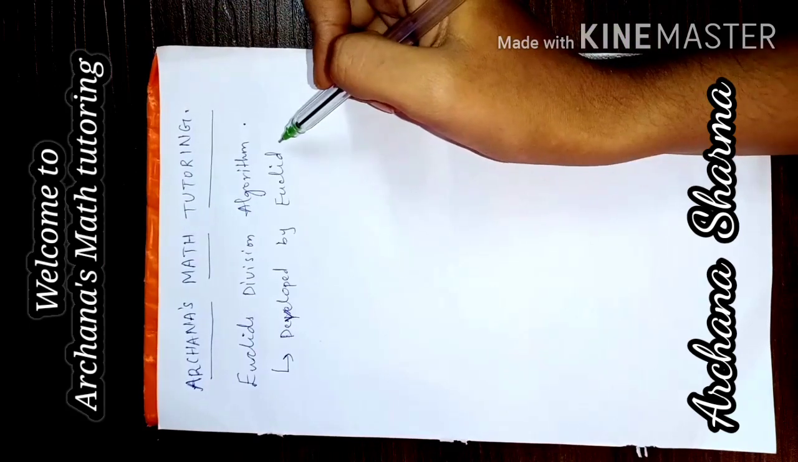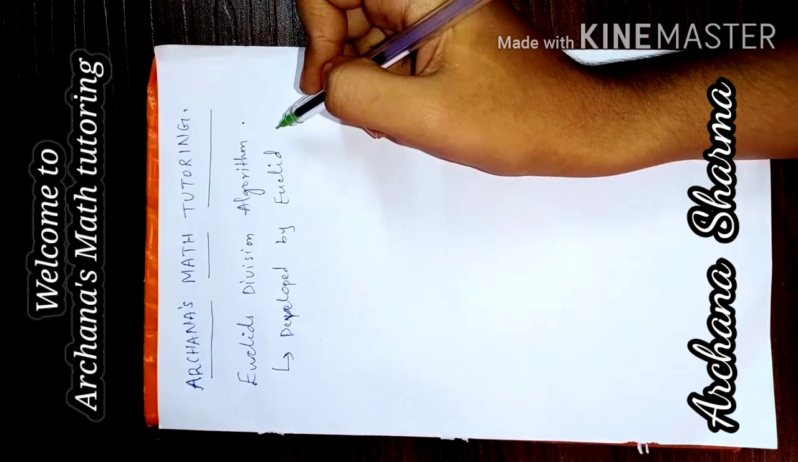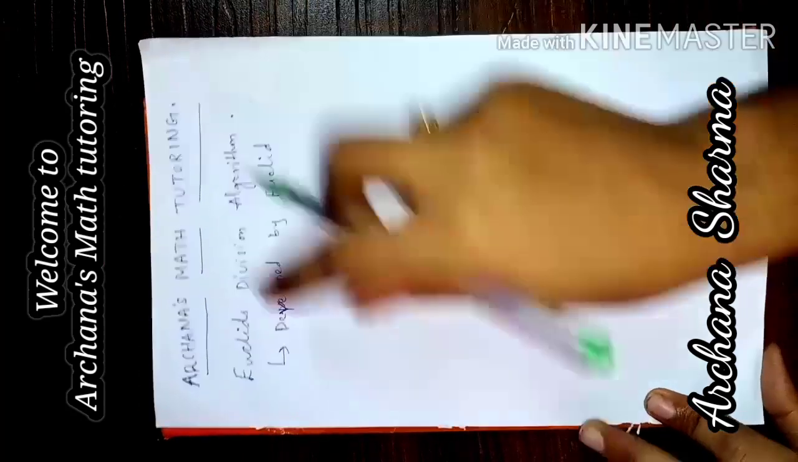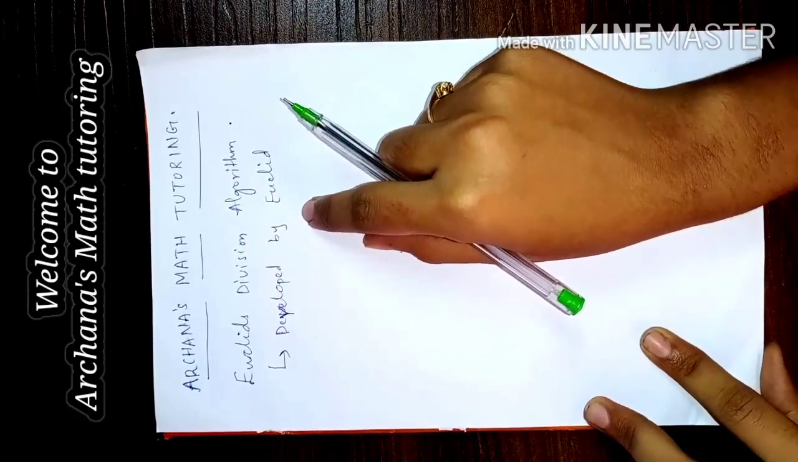Today we'll be learning Euclid's division algorithm. We have already learned yesterday the introduction of real numbers. So now we can move on to exercise problems. First I'll be explaining the concept of Euclid's division algorithm.